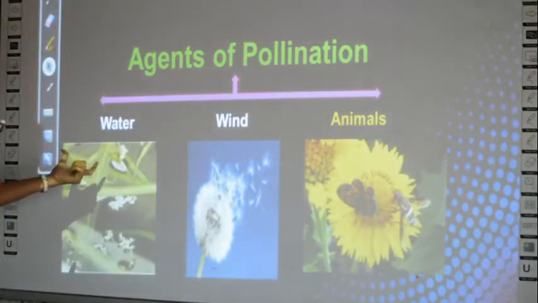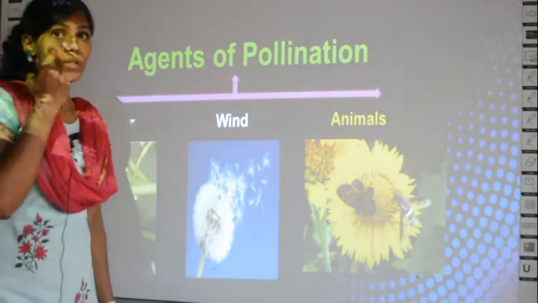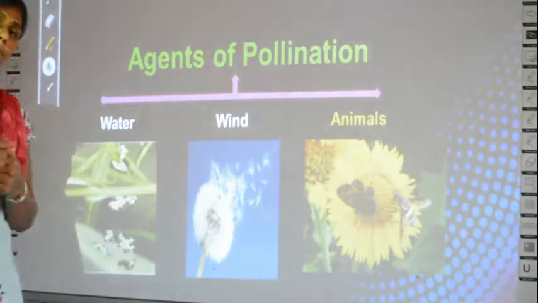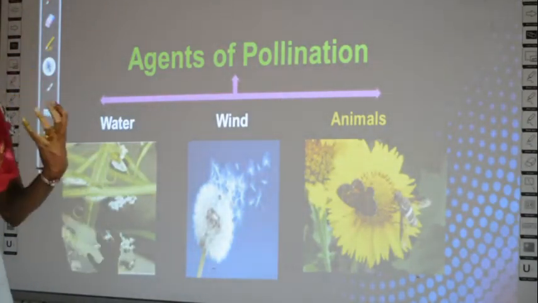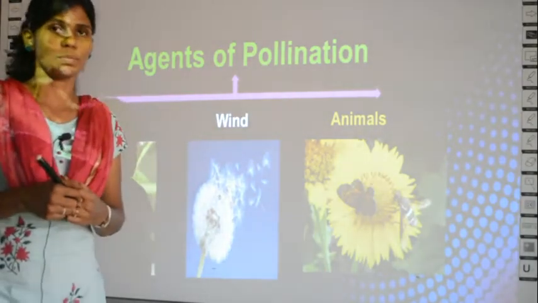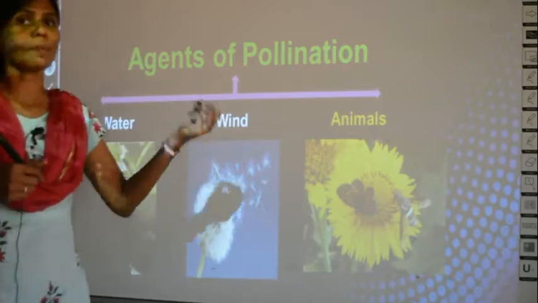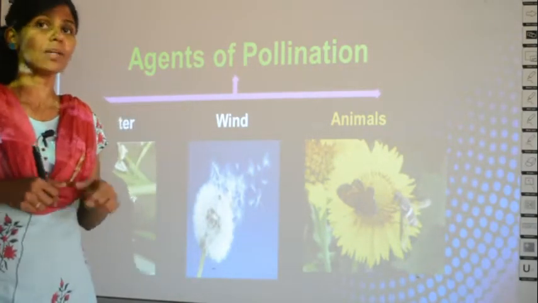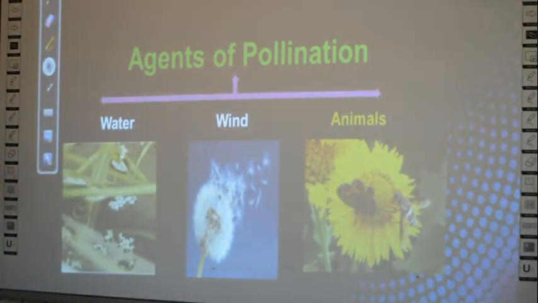Okay, so what does this mean? Here pollination happens within water. In water also you have plants, right? There are many plants inside the water, and for them also pollination is possible. Inside the water itself, the pollen grains from one flower will be transferred to the stigma of another flower. For this, water will be the agent.